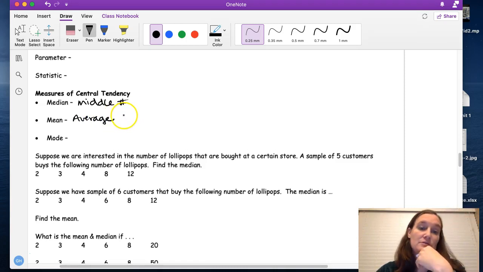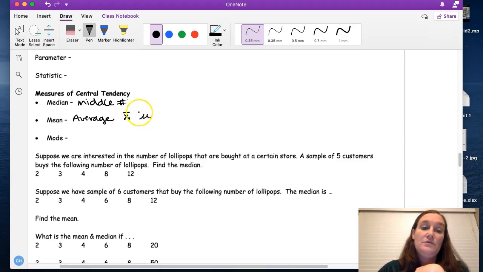The formula for this, you do have a formula sheet, which I need to upload to Canvas, so hopefully I'll remember to do that. The symbol for it normally is X bar. That's the symbol for a sample, for a statistic mean. The symbol for a parameter mean, for a population mean, is mu. The Greek letter mu looks like a cursive U. Those both refer to the mean.